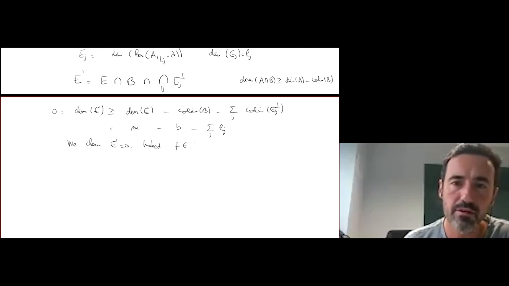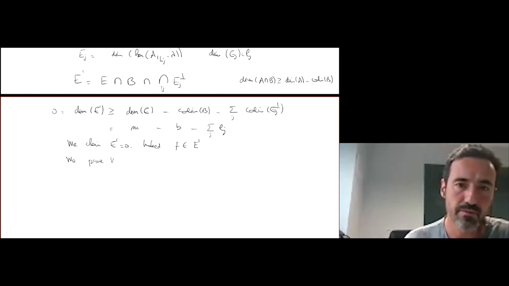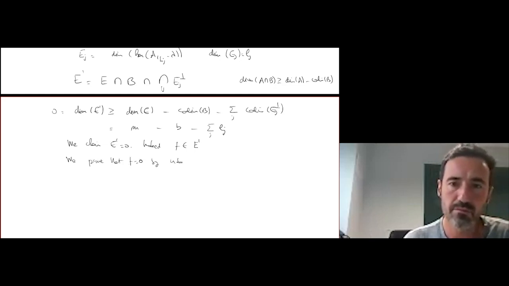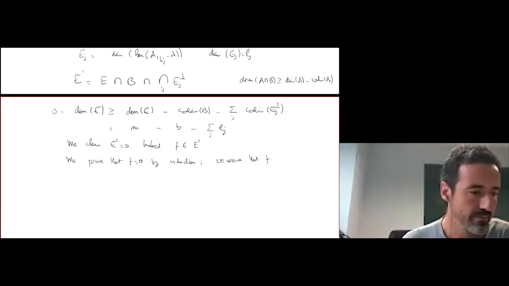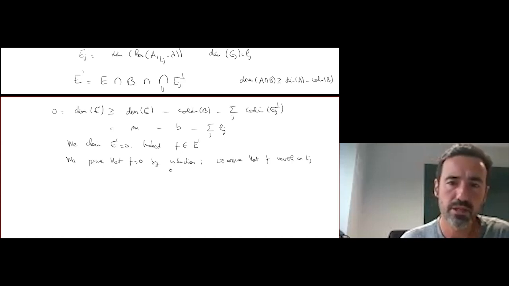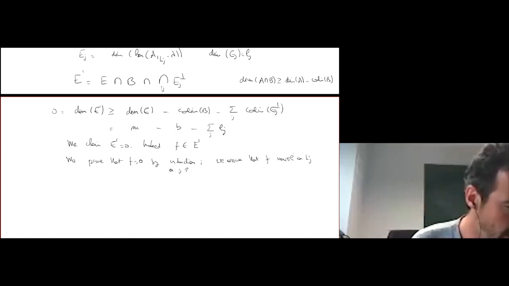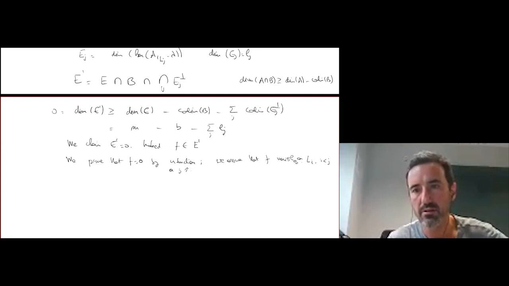Indeed, you take f, a vector in E prime. You want to prove that f is 0. We use the labeling and prove this by induction. We prove that f vanishes on Lj, by induction with j increasing. So we assume that f vanishes on Li for all i less than j.